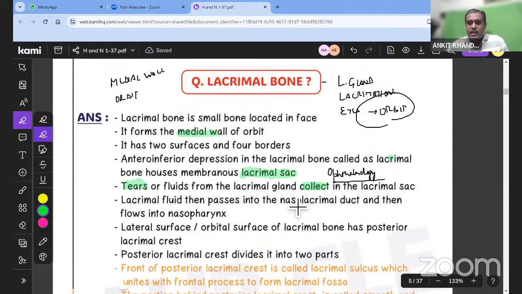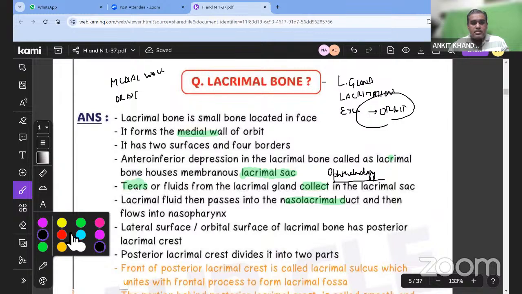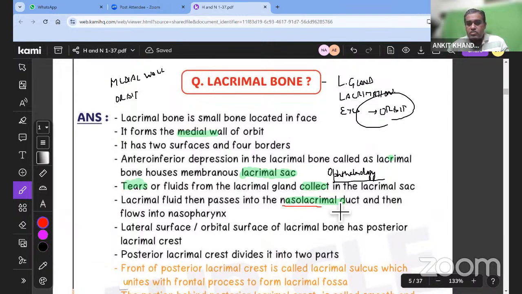Now, from the lacrimal sac, they go via the nasolacrimal duct. And where do they finally open? If I ask you a question, where does the nasolacrimal duct finally open? So we have a lacrimal sac where the tears accumulate. With every blink, it creates a negative pressure, right? And then the tears from the lacrimal sac go down via the nasolacrimal duct, or we call it NLD. And where does it open? It opens into the nose.